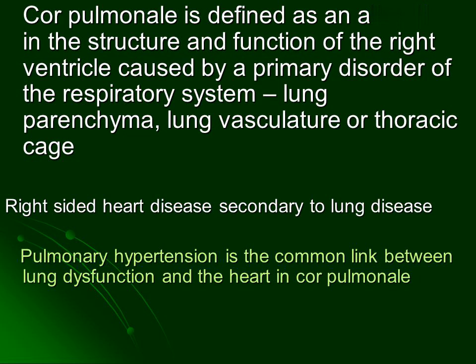Cor pulmonale is defined as an alteration in the structure and function of the right ventricle caused by a primary disorder of the respiratory system, lung parenchyma, lung vasculature or thoracic cage. It is right-sided heart disease secondary to lung disease. Pulmonary hypertension is the common link between lung dysfunction and the heart in cor pulmonale.